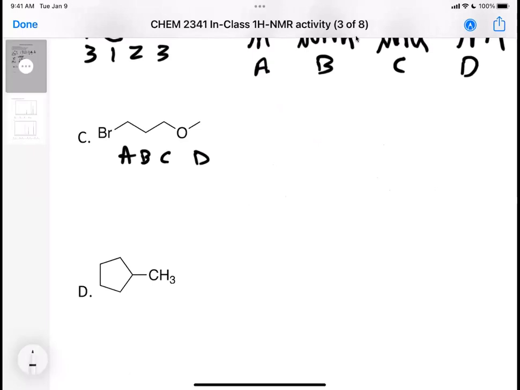On A, how many hydrogens do we have? 2. B, C, D, 3. Okay, so that's good. Now let's talk about shift. 0 to 5, right here. Which one's probably going to be way highest upfield?